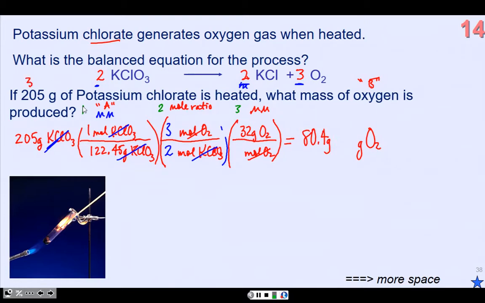Given a 3 sig fig value to begin with, a 3 sig fig answer here is appropriate. I've used plenty of sig figs on that molar mass. The other molar mass for oxygen, I could have put in more, but it really is 32.00 anyway, so I wasn't reducing the number of sig figs in having done that.